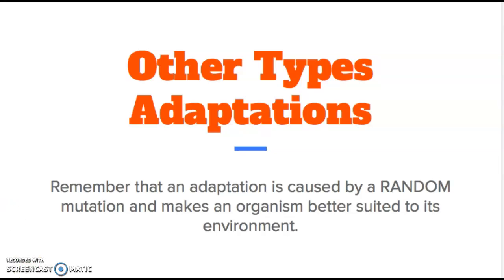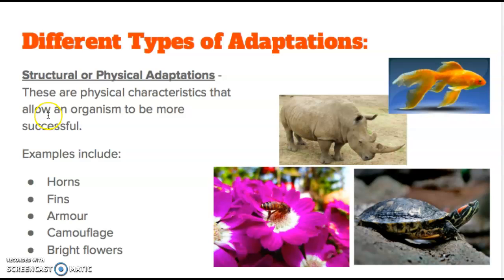So if you can get your notebook out, I want you to continue under where we were for activity 95, and write underneath there other types of adaptations. Okay, so there are three different types that we're going to talk about. The first one is structural or physical adaptation. So I'd like you to write this sentence and the examples beneath it. Structural or physical adaptations are any physical characteristic that would allow you to be more successful.